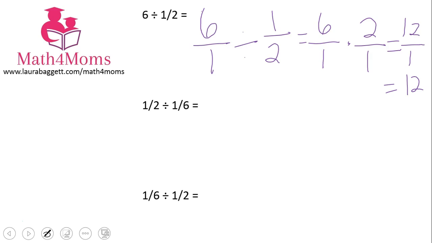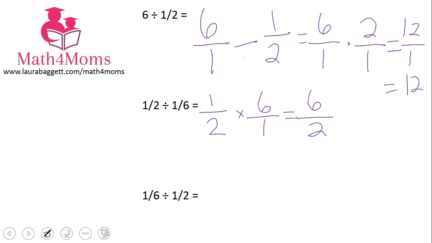Let's look at 1/2 divided by 1/6. Well, again, we're going to change this to multiplication, and sometimes you'll see me use the dot, but we can use the X. And then we're going to invert the second number, flip it over. So 1 over 6 becomes 6 over 1. We multiply those fractions together. 1 times 6 is 6. 2 times 1 is equal to 2.